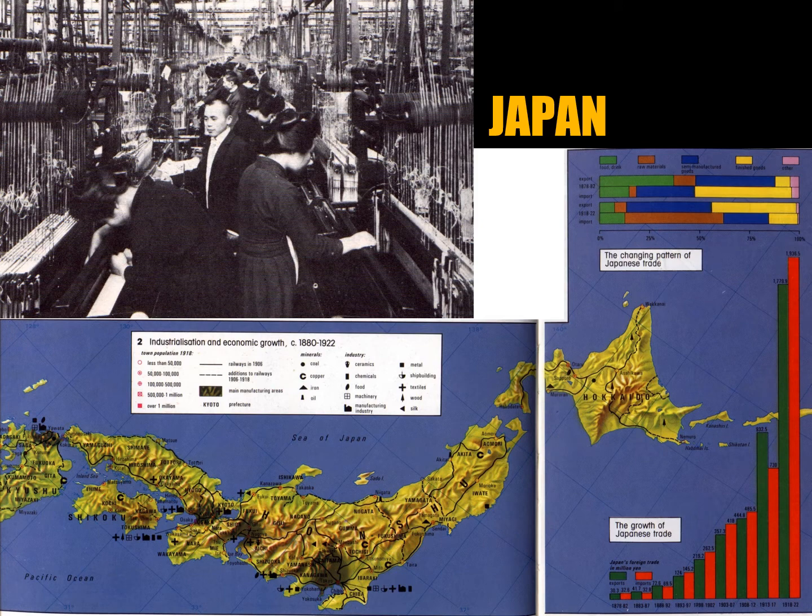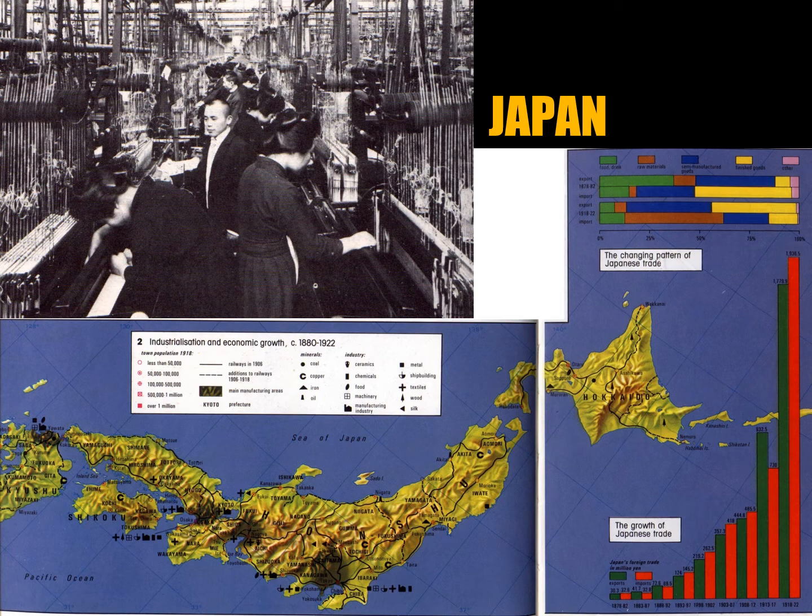Here you can see Japan in its industrial growth between 1880 and 1922. One of the reasons Japan was so successful was, like Germany, it had a very efficient bureaucracy that had been developed in the previous 2 centuries. Like the French bureaucracy, the Japanese bureaucracy was remarkably uncorrupt.